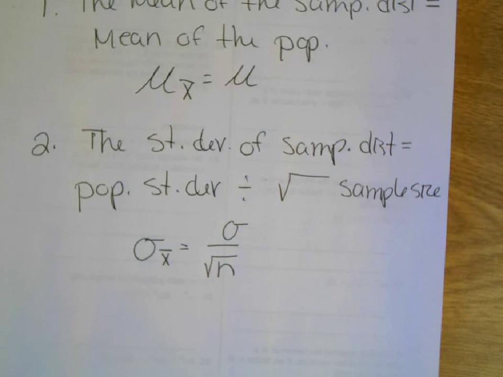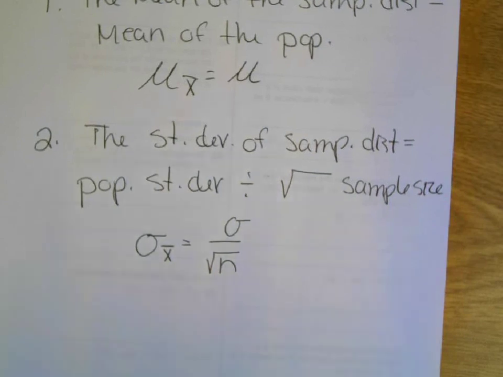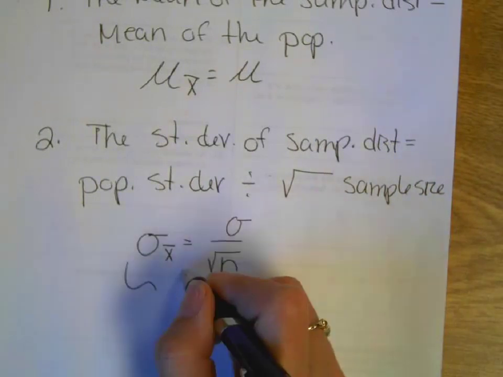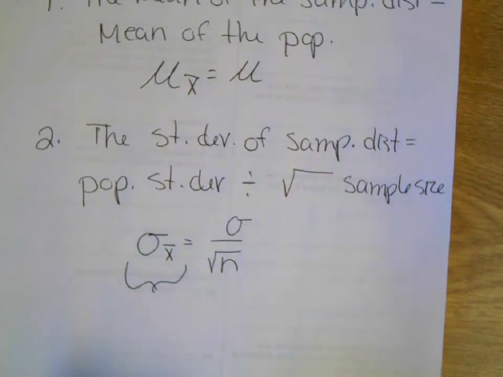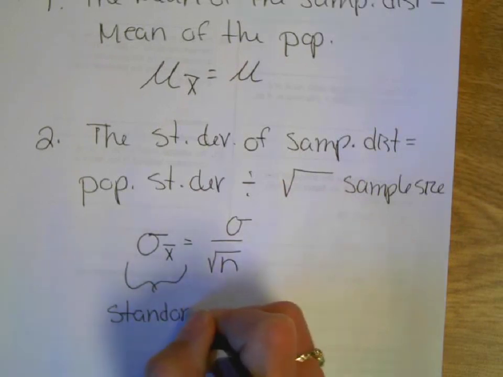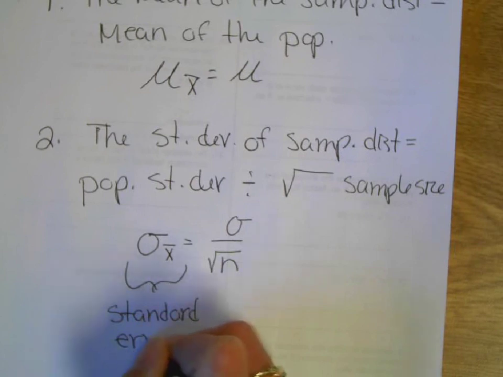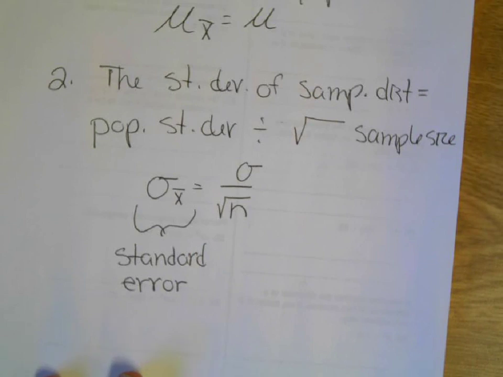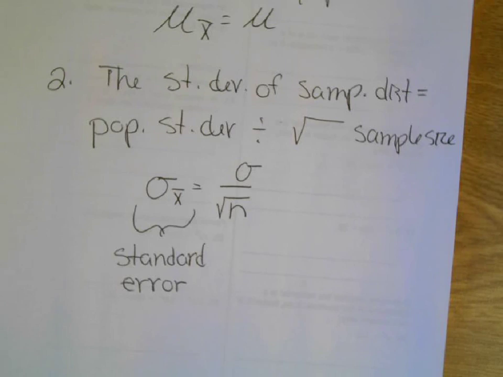So, to distinguish between the two standard deviations, the population standard deviation is going to be referred to as the standard deviation. They refer to this one as the standard error. Standard error. Just to distinguish between the two. So now, can you apply these two properties to the next problem without having to make the big table? Let's find out.